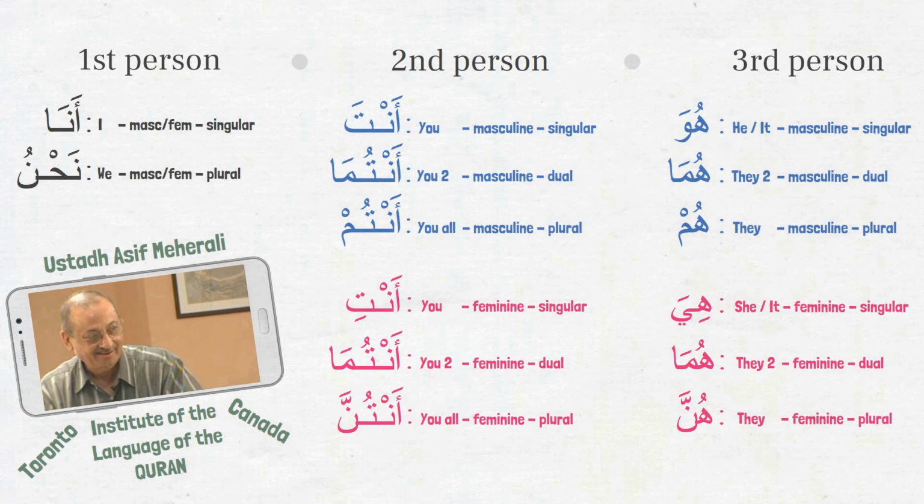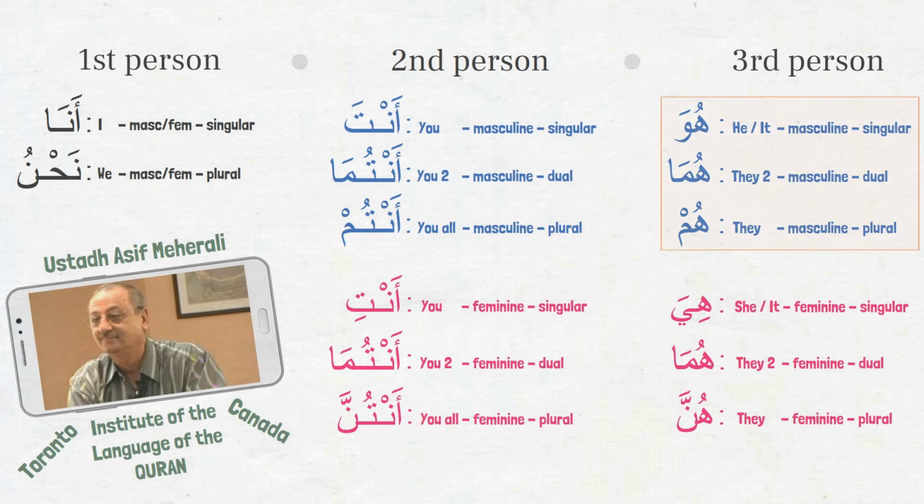As you heard in the song, it could be easier to memorize if you split the whole set of pronouns into five groups, like huwa huma hum, which is for third person masculine, hiya huma hunna, for third person feminine, anta antuma antum is for second person masculine, anti antuma antunna is for second person feminine group, and finally ana nahnu for the first person.